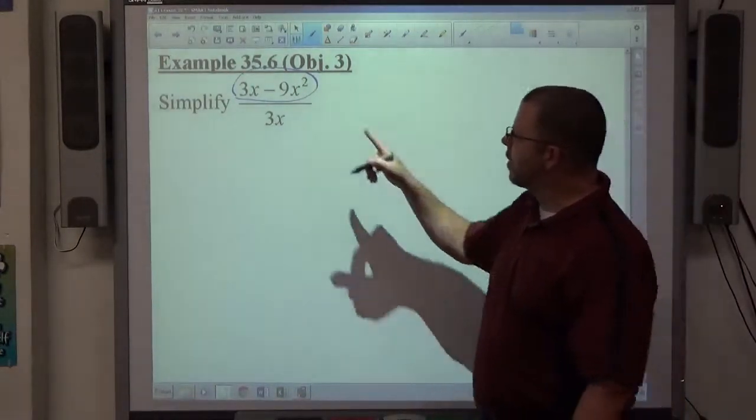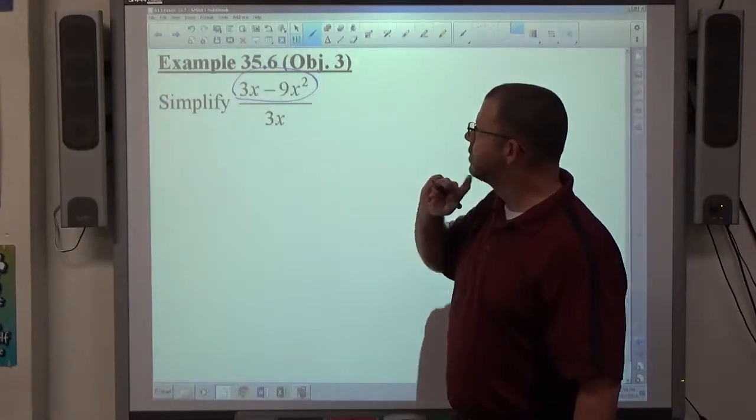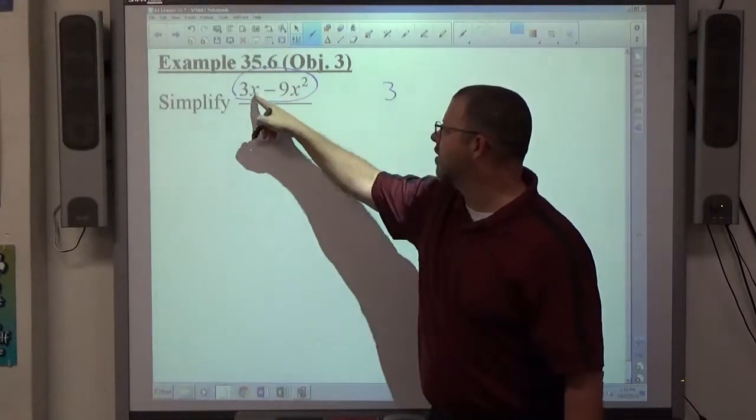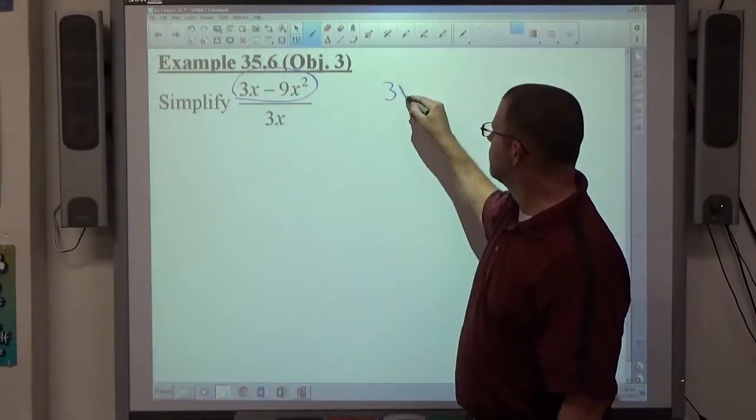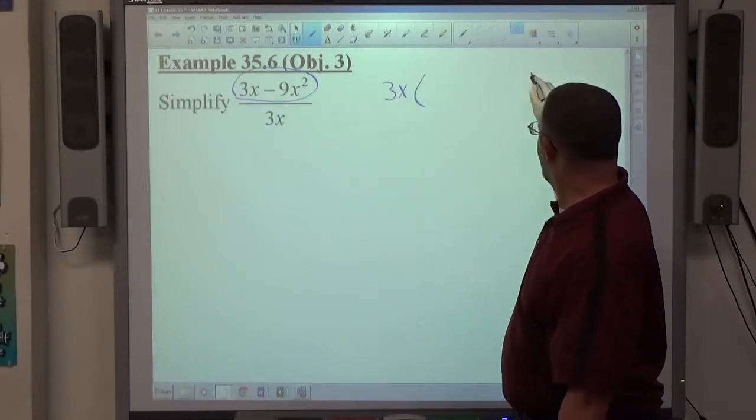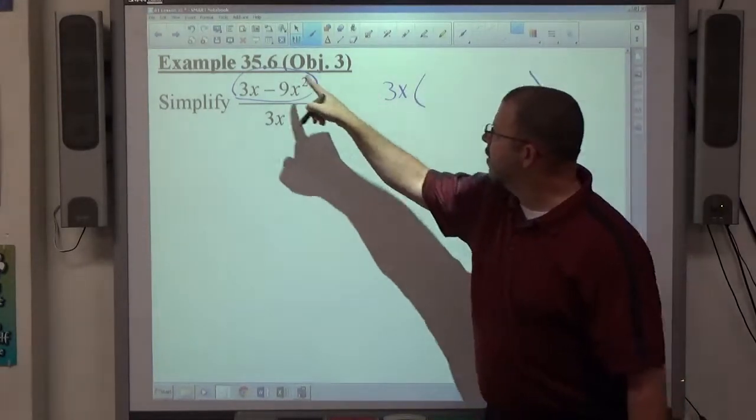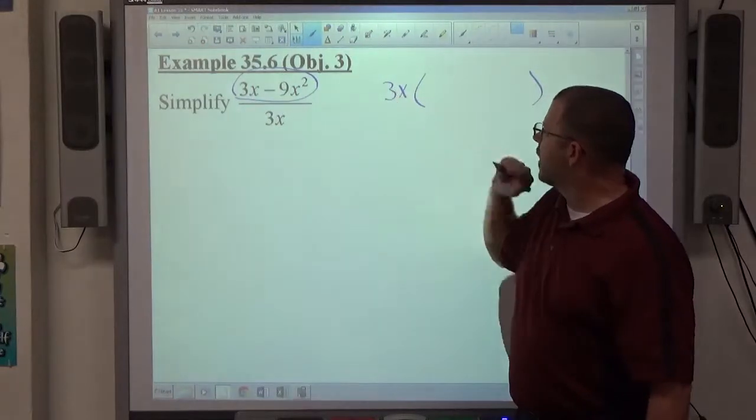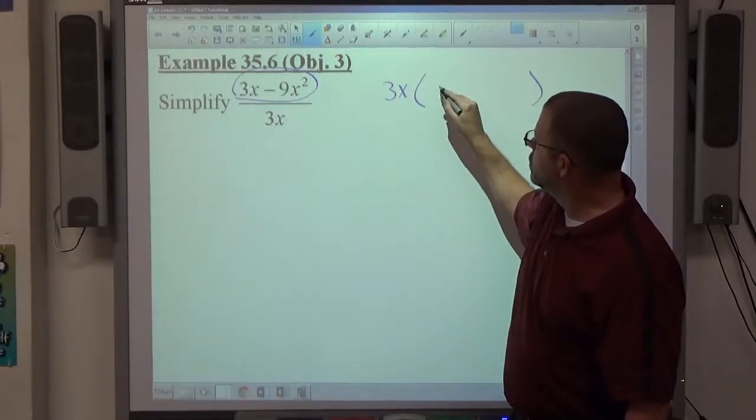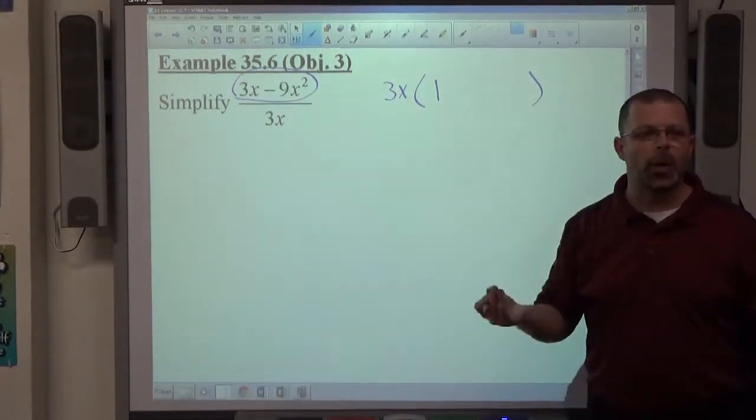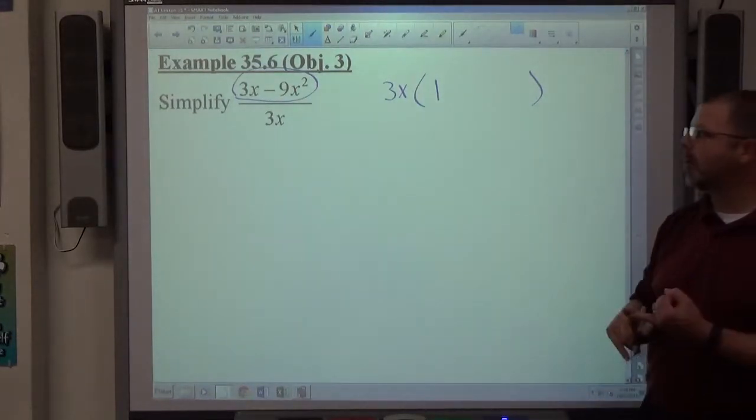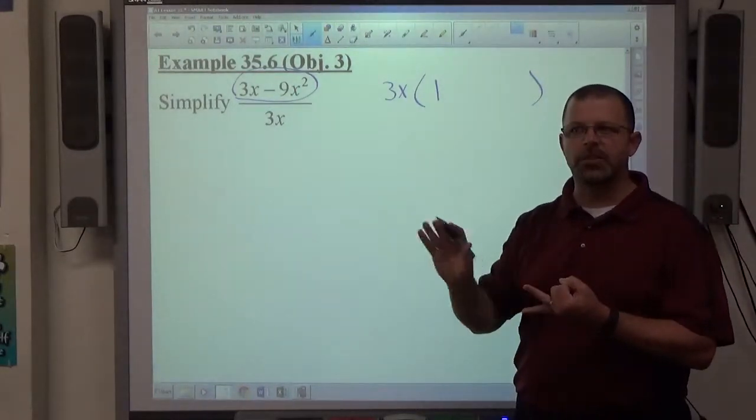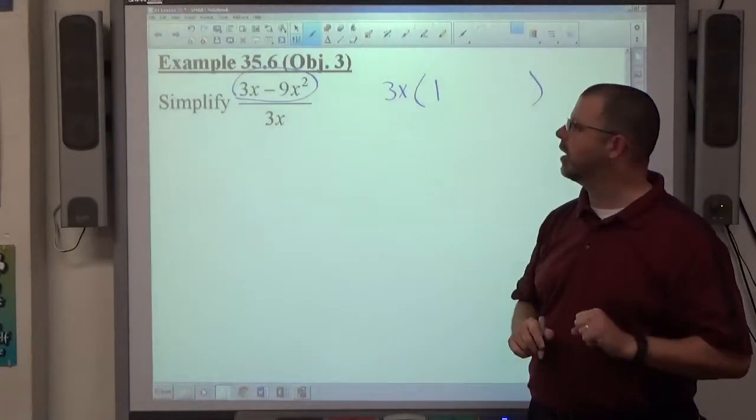So what's the smallest number that divides into 3 and 9? 3. And what's the smallest x that divides into x and x squared? X first. X to the first, right? And if I take 3x out, 3x divided by 3x equals? 1. And that 1 is, again, a required 1. 3 divided by 3 is 1. X divided by x is 1. Everything went away. The 1 has to be left there.